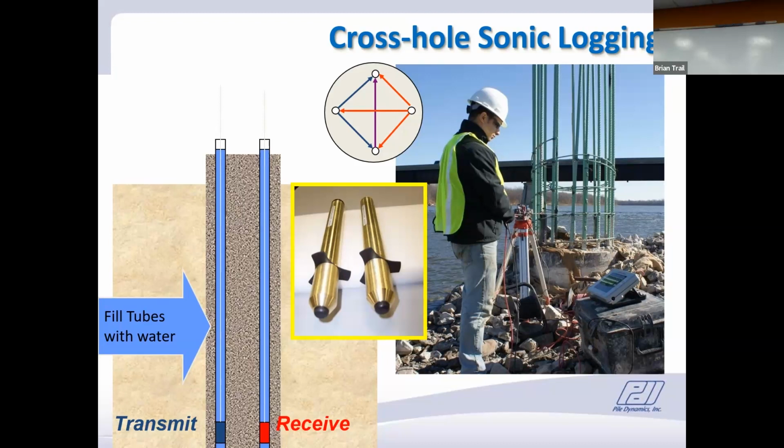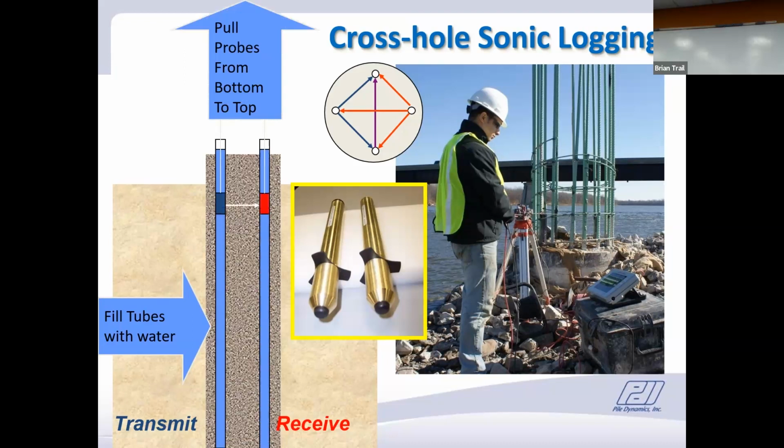So there's a picture of the probes in the middle here. And the concept is you put water in the tubes, pull the things from the top to the bottom, and you can check if you have multiple tubes in the pile, all the different combinations, and look at the quality of the concrete by depth and by quadrant in the pile. And that's a field site there on the right.